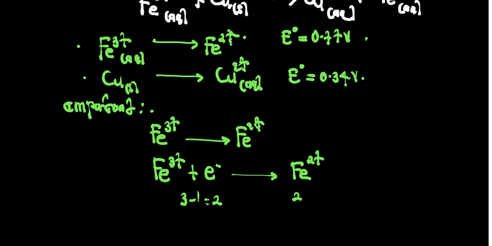So this is a balanced half reaction. You have two electrons on the side of the reactants and two electrons on the side of the product. This is a balanced half reaction. We equally do the same for the copper. But before I do that, I was saying something here.